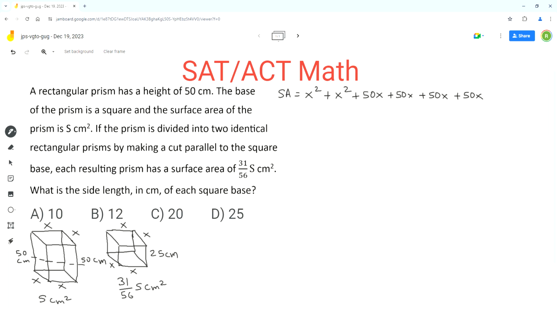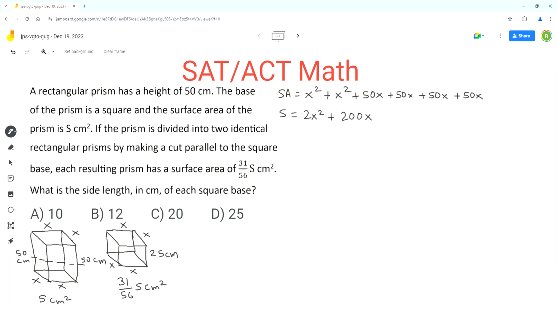We are given that its surface area is S, so we can sub in S on the left side. And we should add the areas of the 6 surfaces. We can combine the like terms. x squared plus x squared is equal to 2x squared. 50x plus 50x plus 50x plus 50x is equal to 200x. So this is the equation for the surface area of the bigger prism.